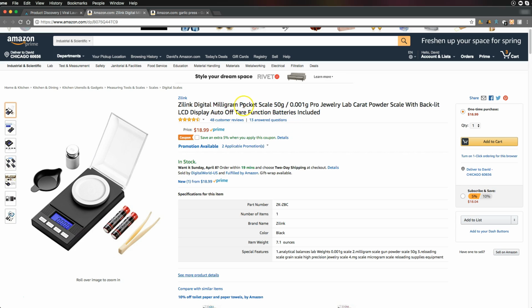What you have to do is take one of the main keywords, right? So what are we looking at right here? We're looking at a scale. What kind of scale? A pocket scale. That's right, guys. You could measure your weed on the go.